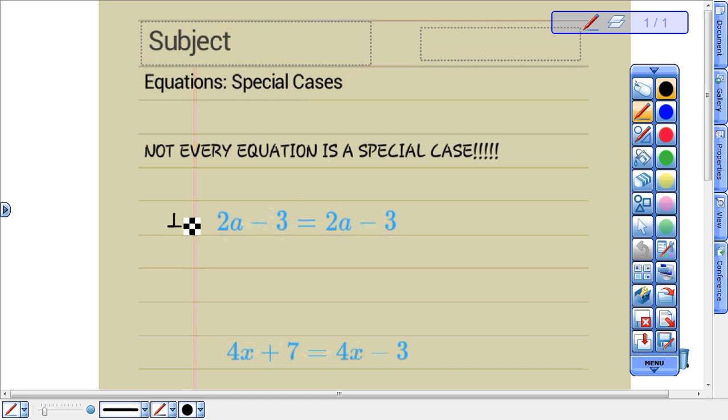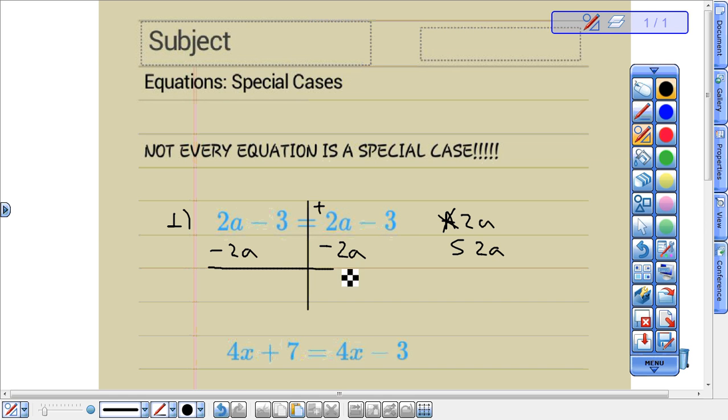Our first problem says 2a minus 3 equals 2a minus 3. And we have variables on both sides, and to solve this equation we learned that we have to move the variable to one side. Well, 2a is a positive number, so we have the operation add 2a, inverse operation subtract 2a. By subtraction, something very interesting is going to happen. We're going to get rid of the variable on the left side and the variable on the right side.